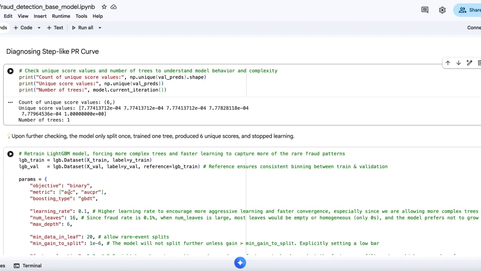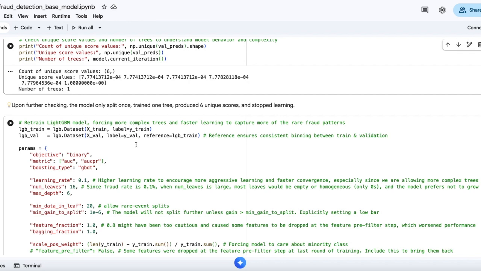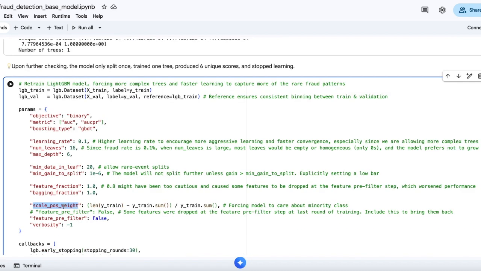Upon further diagnosing, we can see that the model only performed one boosting round, trained one tree, produced 6 unique scores, and just stopped learning. No wonder training was so fast. So I tried retraining the model. This time we'll try smaller leaves and fewer samples in each leaf to encourage more tree growth. I've also supplied the exact ratio of non-fraud to fraud to force the model to care about the minority class.